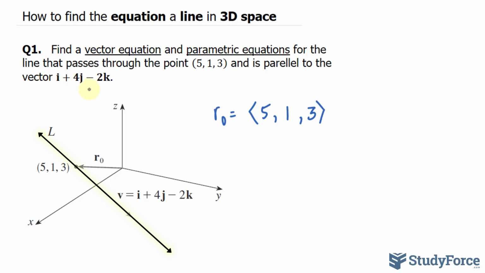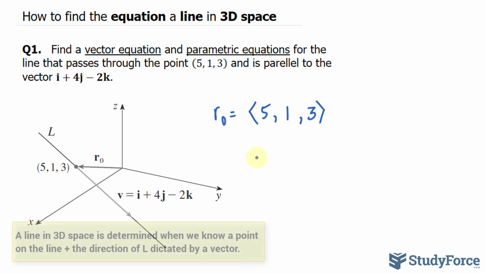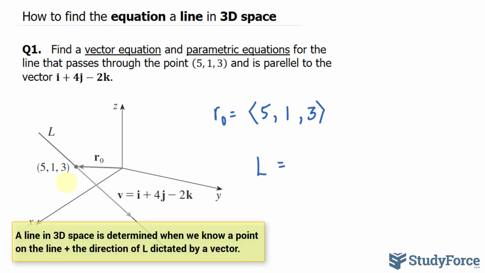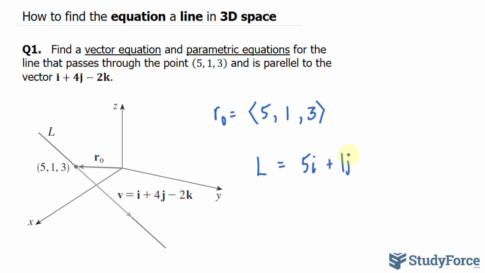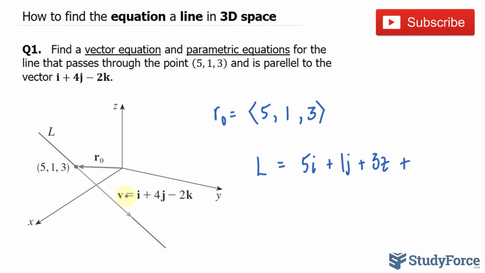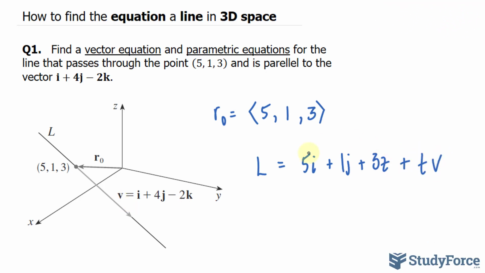This vector technically tells us the direction of this line, but it doesn't tell us exactly how long the vector that represents the line is. To represent the vector of this line, we can write down L is equal to a point on the line, which is represented by r sub 0, this vector. So I'll write down 5i plus 1j plus 3k, plus the direction, which is dictated by vector v, times a scalar quantity which we can represent by any letter t. So we're going to multiply t times v and add it to here.